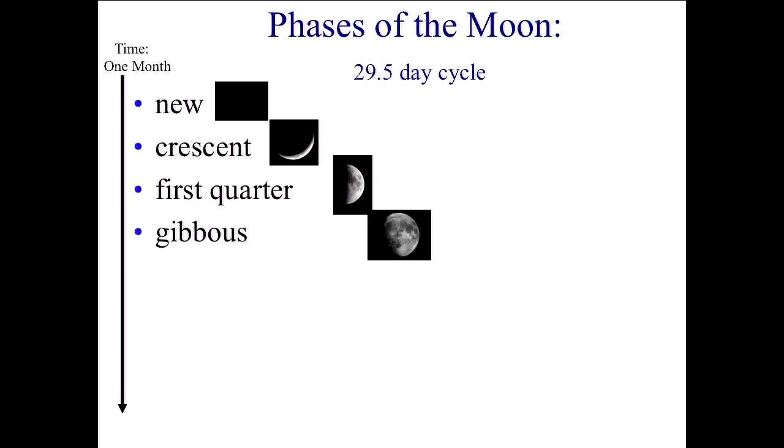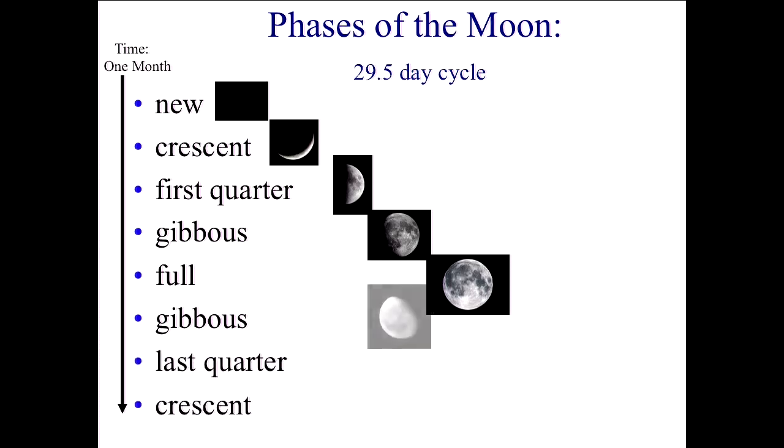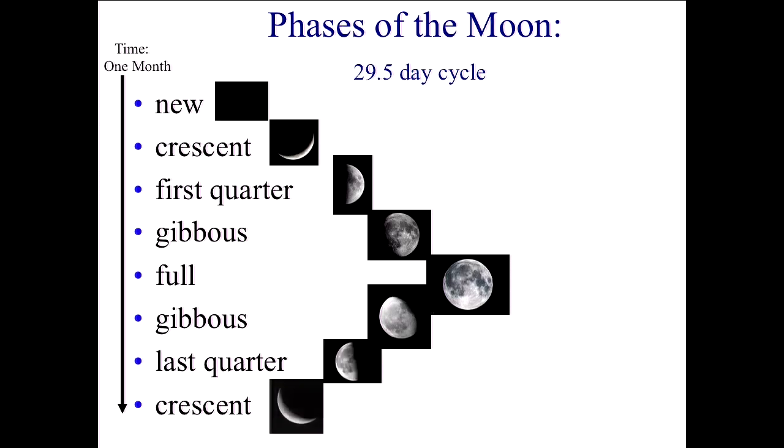Here's called a gibbous moon. You might not have heard that word before. A gibbous moon is a moon in which more than half of it is lit up. And then, of course, there's a full moon that all of you know about. There's a gibbous moon on the way back and a last quarter moon. Here they are, gibbous, last quarter, crescent, and then new moon again.